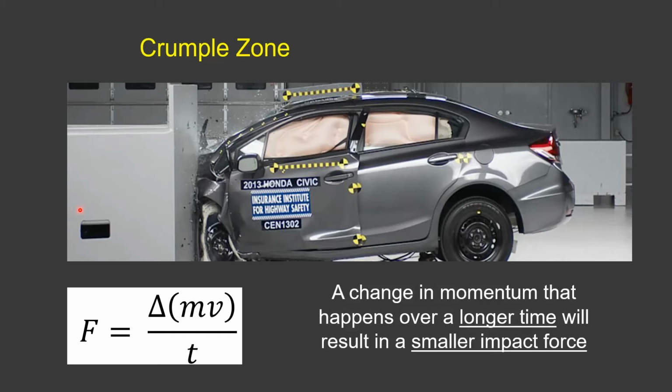So if you can increase the time in which you slow down, even a fraction of a second, you decrease the force and therefore decrease the potential damage to the passenger. The other thing you're seeing in here that uses the same principle are the airbags. They have the same purpose. They just try to increase the time over which you slow down or you change momentum. So airbags are using the same principle.